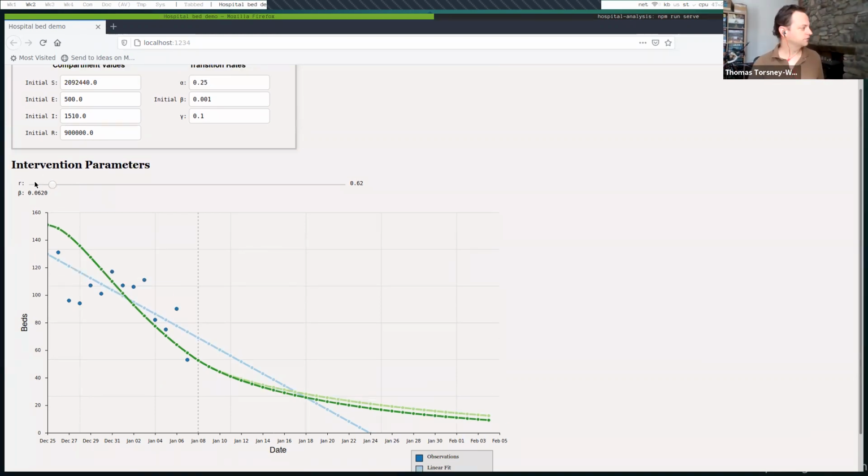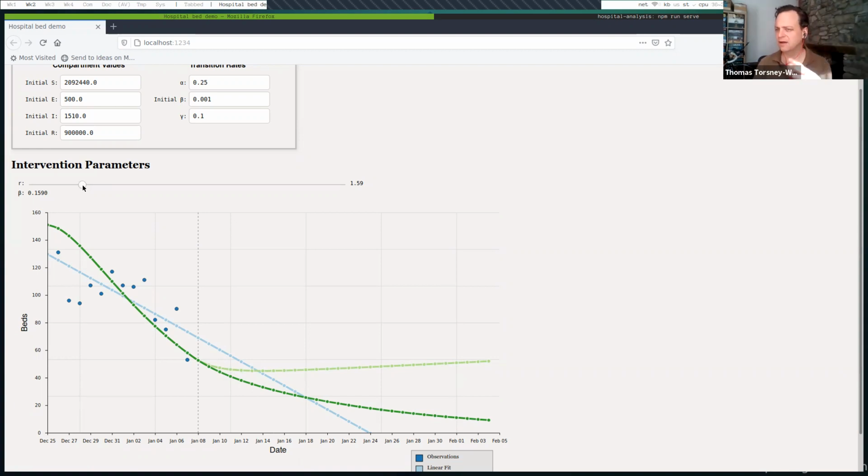The main interaction point is this R slider. What this does is it changes the infection rate for the disease. If you go on the news and you think, okay, the current infection rate is this, but they're reopening a lot of large gatherings, so what happens if the infection rate goes up quite a bit? You can play with this slider, and this light green line changes in real time to show you how the projection of the number of hospital beds that you need will change with the changes in the infection rate.